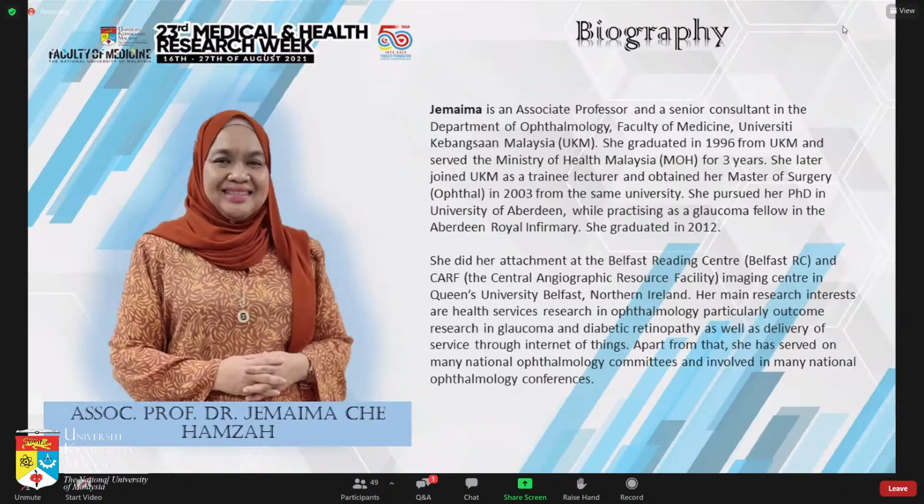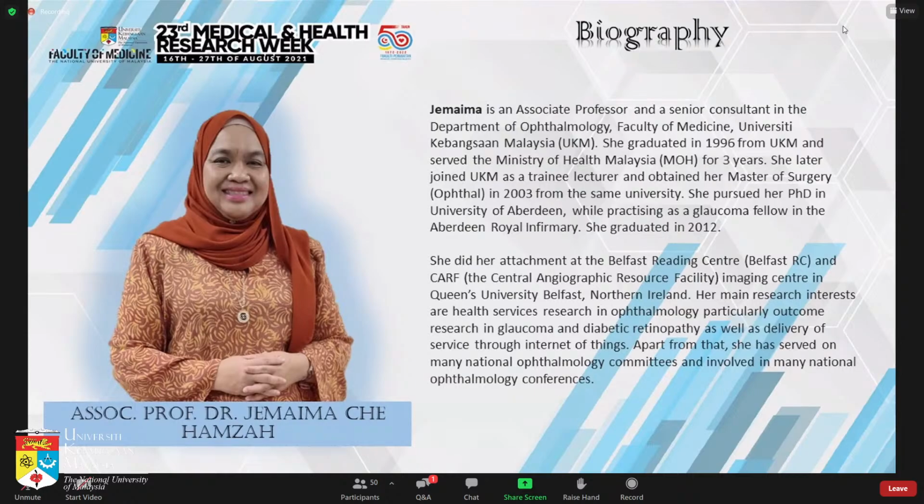Before that, let me just read through the biography of Associate Professor Dr. Jemimah. She is an associate professor and senior consultant in the department of ophthalmology, Faculty of Medicine, UKM. She graduated in 1996 from UKM and served the Ministry of Health for 3 years. She later joined UKM as a training lecturer and obtained her Master of Surgery in 2003 from the same university. She pursued her PhD at the University of Aberdeen while practicing as a glaucoma fellow in Aberdeen Royal Infirmary, and she graduated in 2012. She did her attachment at the Belfast Reading Centre and the Central Angiographic Resource Facility Imaging Centre in Queen's University Belfast, Northern Ireland.